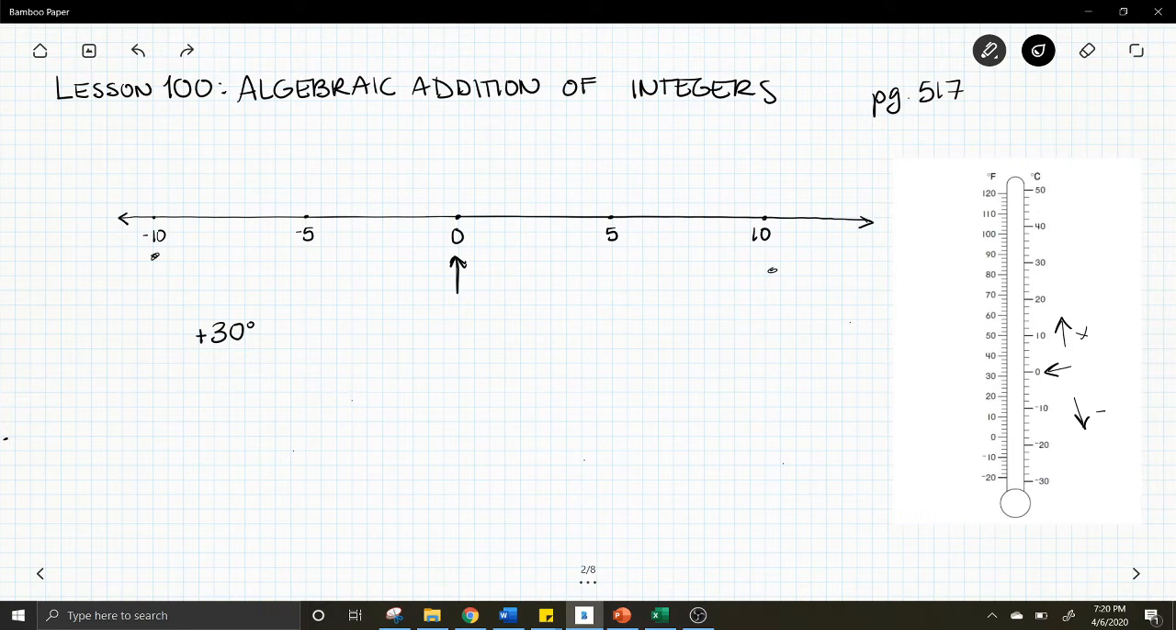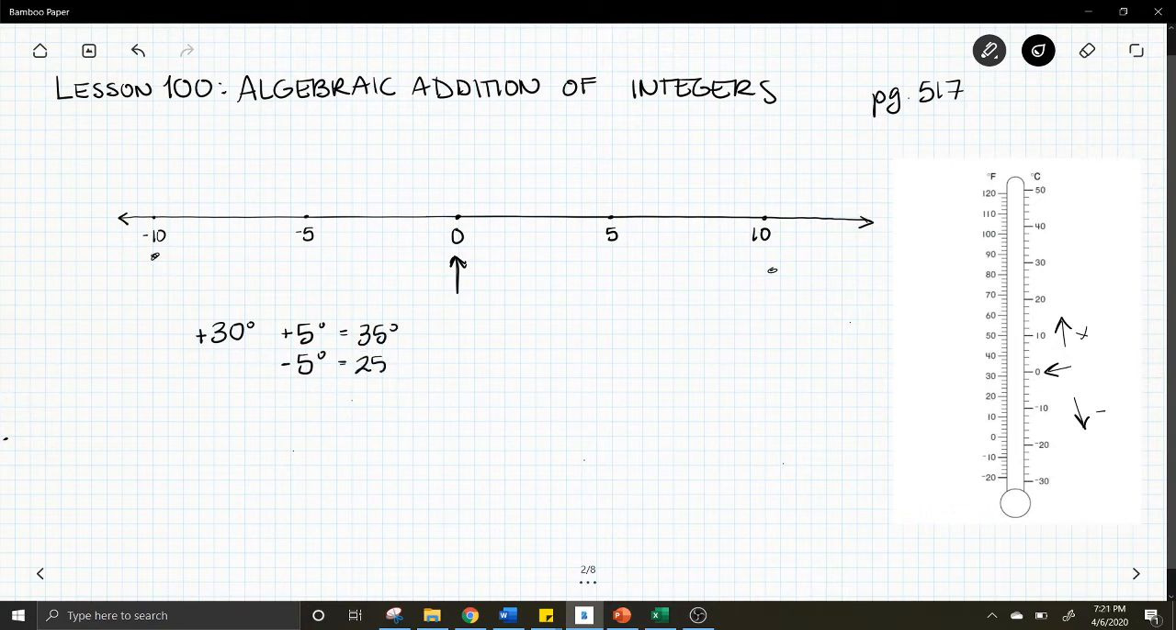If the temperature rises 5 more degrees, we would say +5 degrees. Or if it falls 5 degrees, that's when we'd start seeing some negative symbols. So we have our temperature. If it rises 5 degrees, our temperature would be 35 degrees. If it fell 5 degrees, our temperature would be 25 degrees. So that's just some simple addition with integers.